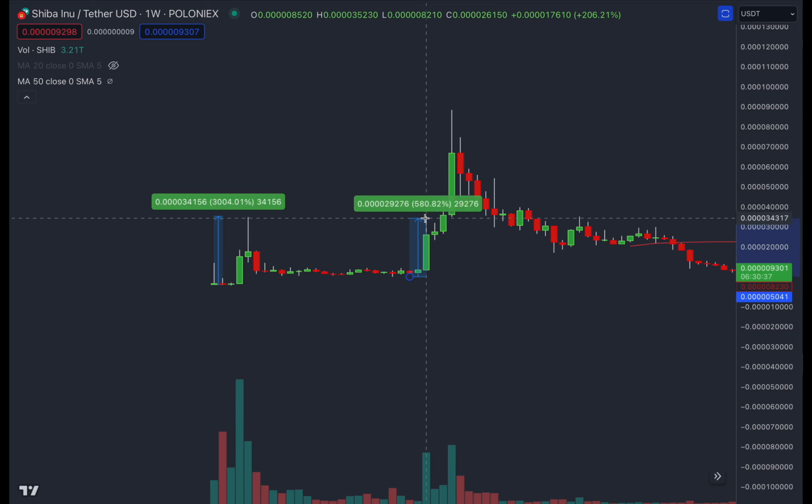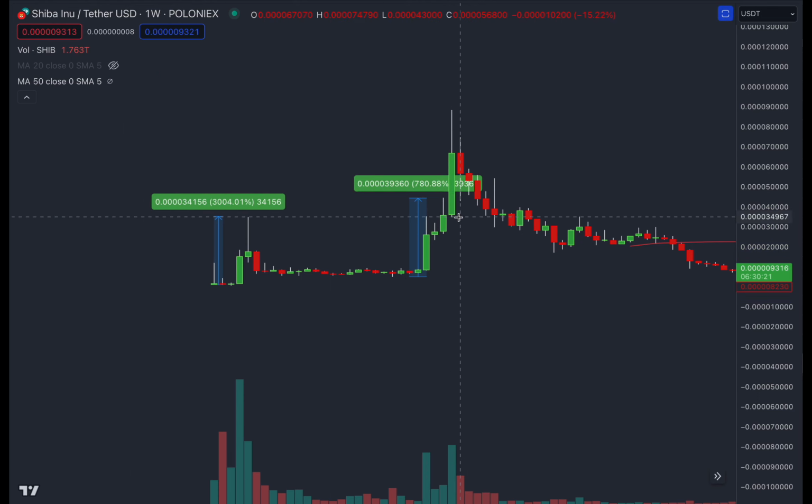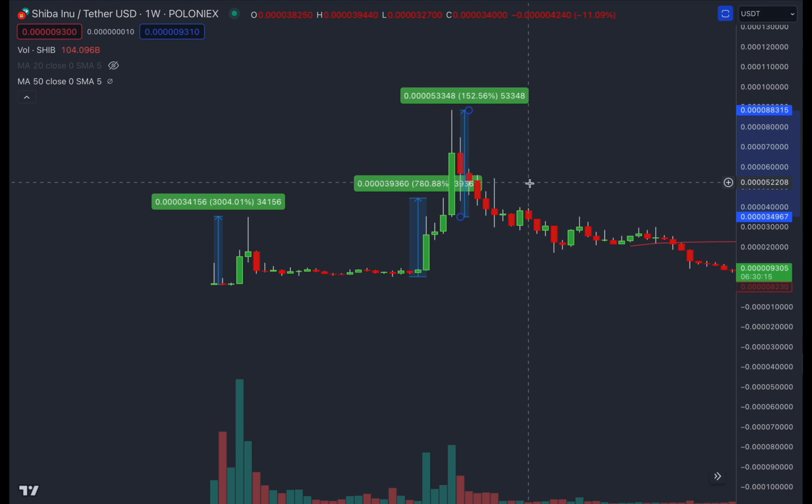Wave 2 and the wave 3 would go to there. Okay, so we got 30 times the price, then 7, almost 8 times the price. And then from here, this big, what looks like a massive candle, is only 152%, so 1.5 times the price.